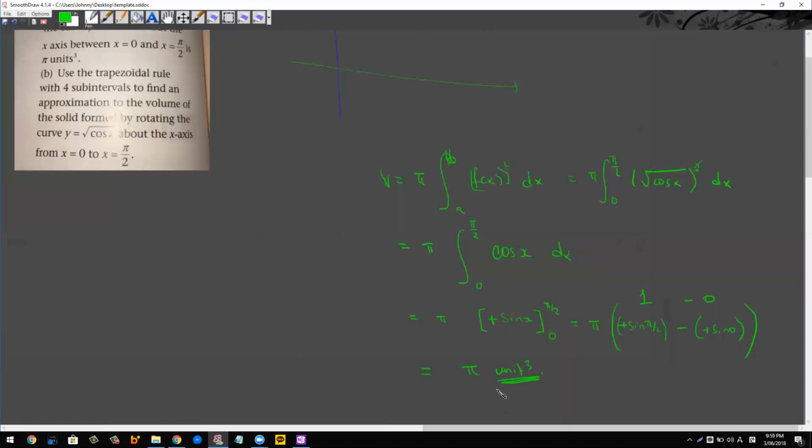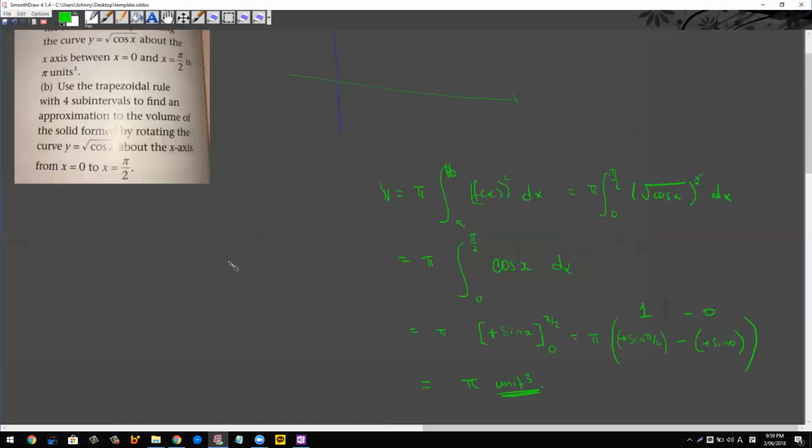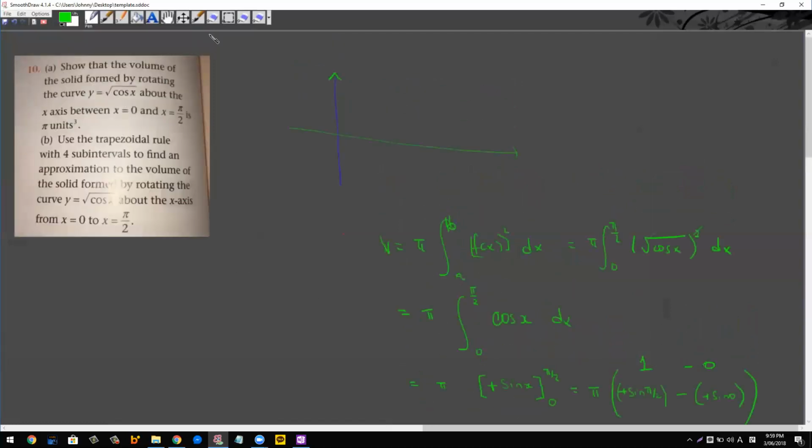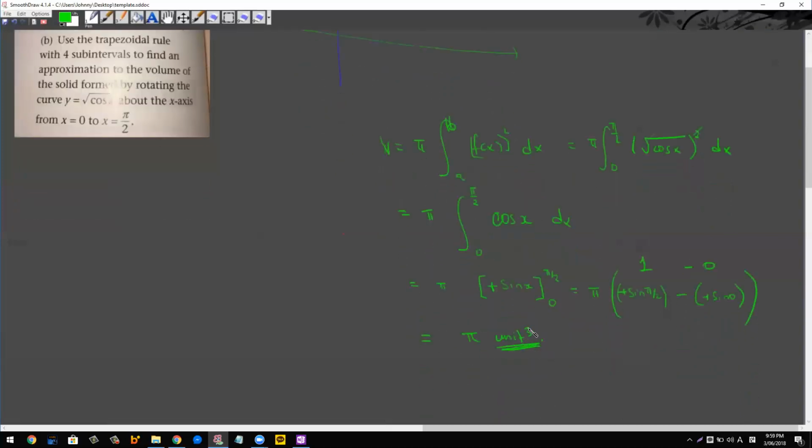Don't forget this one though, okay? If it's a volume, and if it doesn't tell you what the unit is, if it's in centimeters, then you have to answer centimeters to the power of 3. If there's nothing like that, you just have to say unit, something like that, okay?